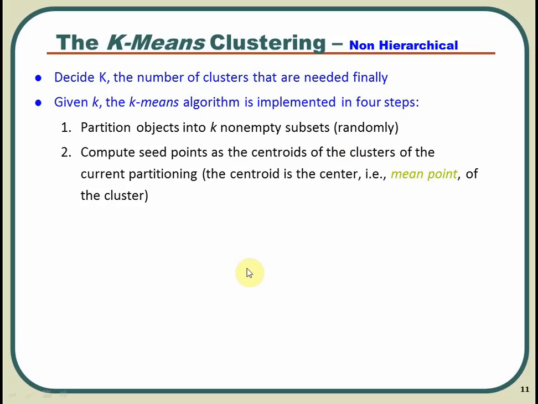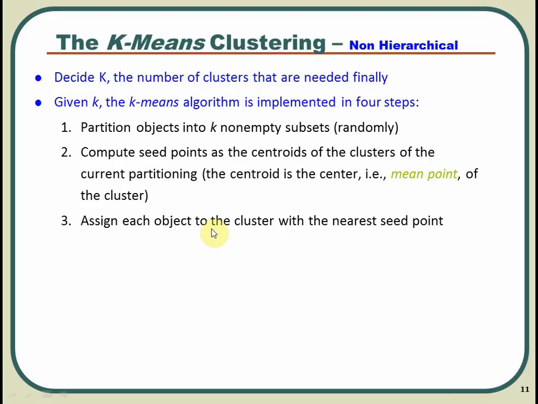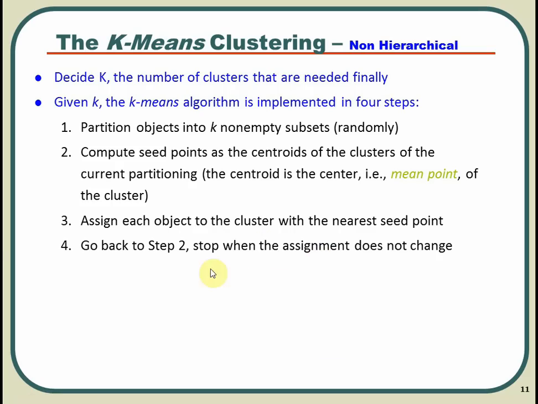Now what you will do, you will assign each object to the cluster with the nearest seed point. So now you have got different seed points. Now you will start passing each observation one at a time, and for each observation you will calculate whether it is closer to the first seed or second seed or third seed, like that. In the first go you will get k seeds, and wherever it is the closest, you will put it into that particular cluster. Once you have done that, again you will go back to step 2.